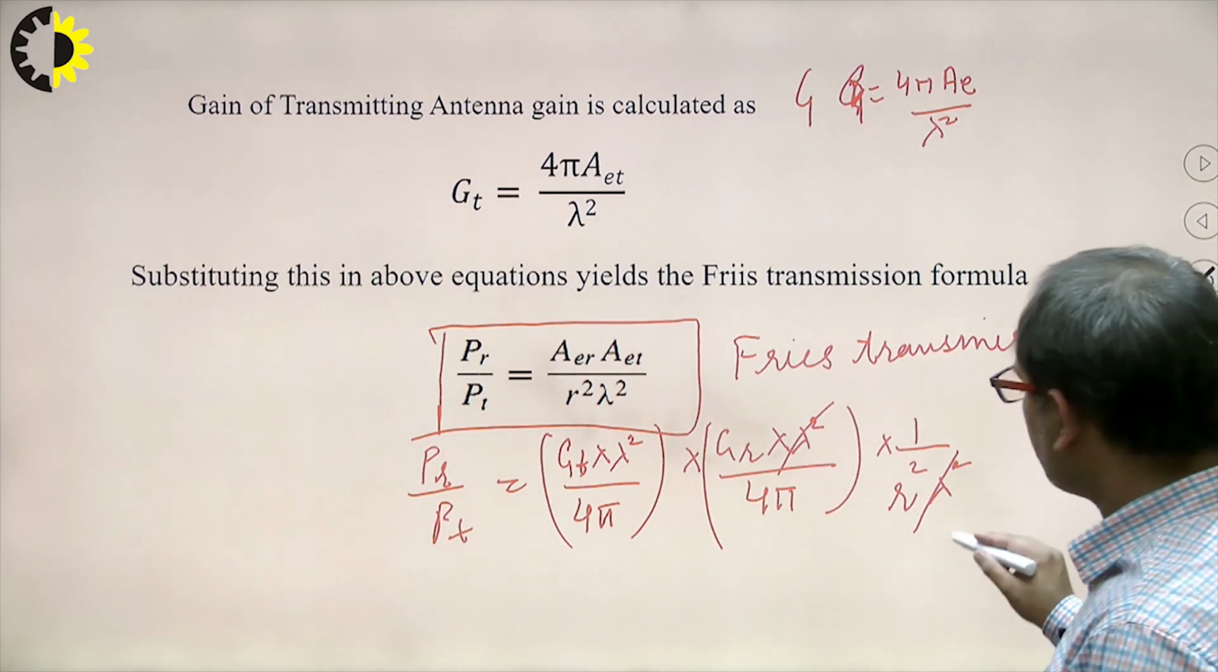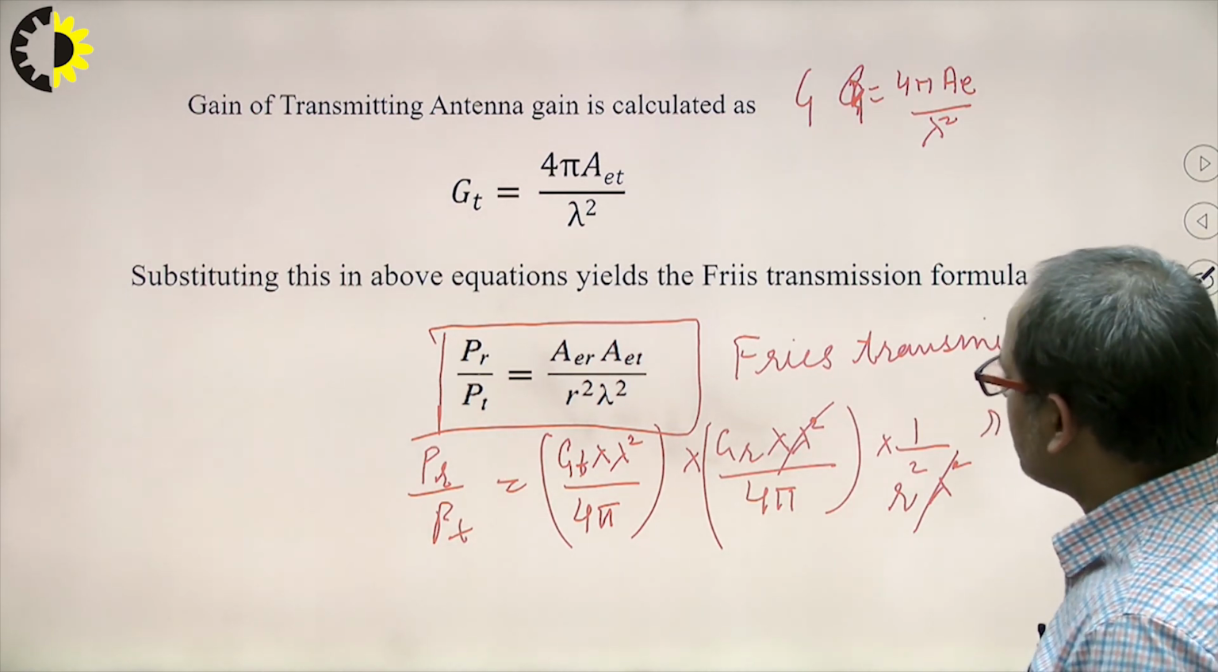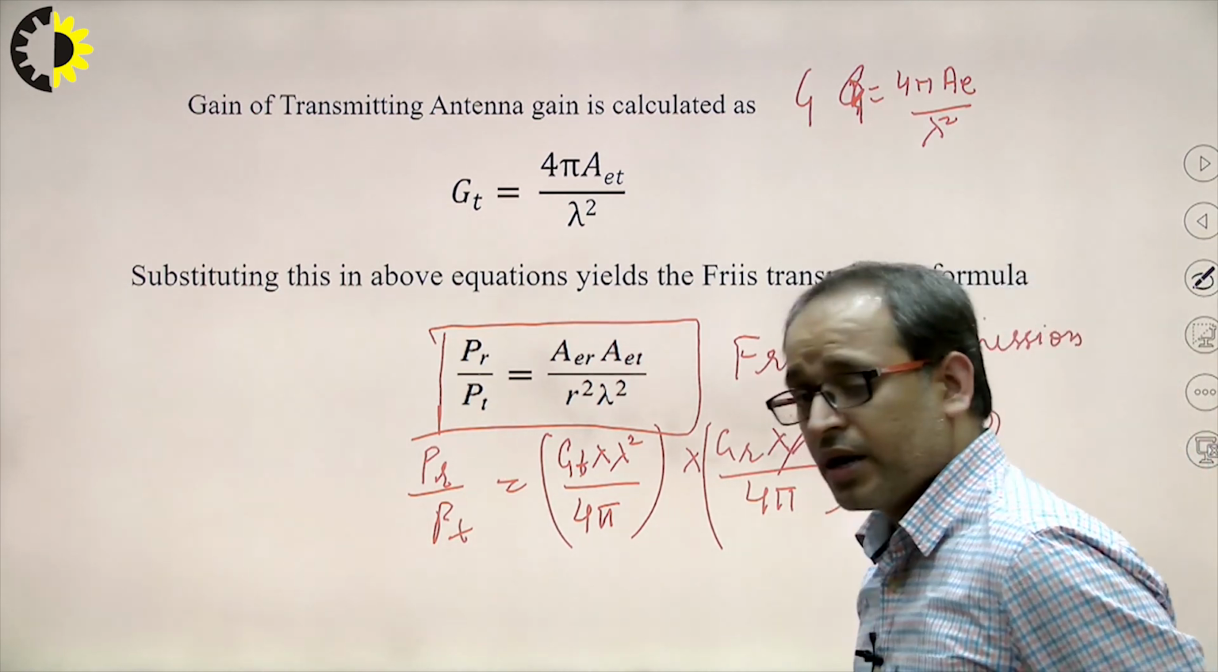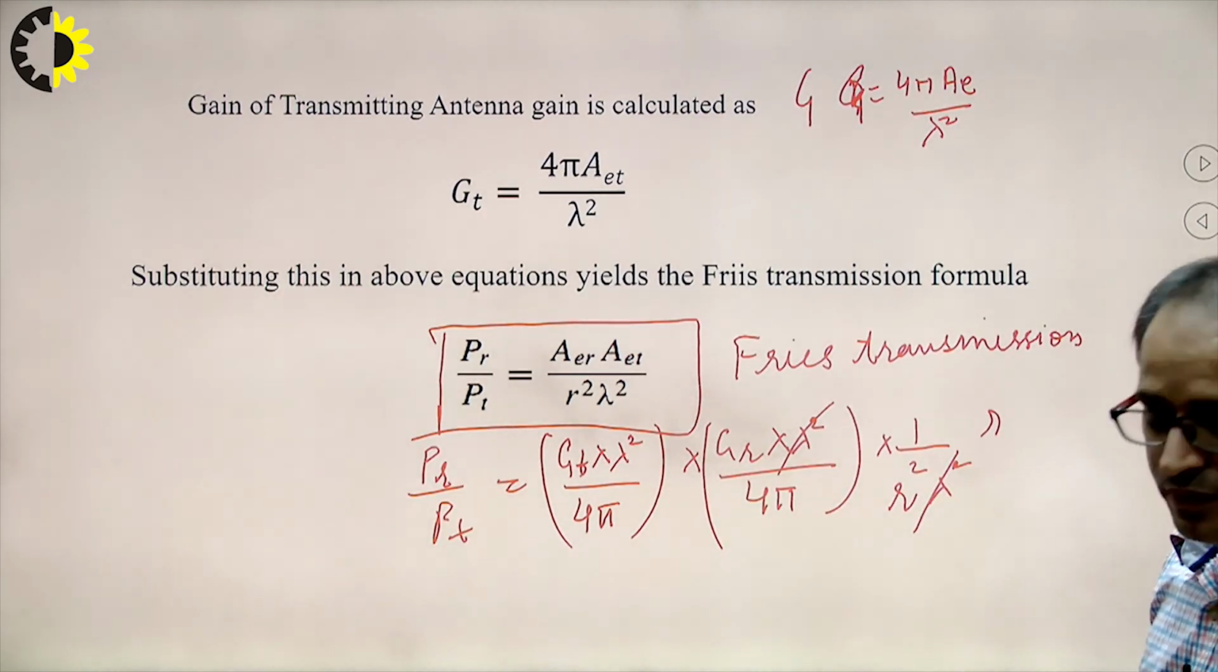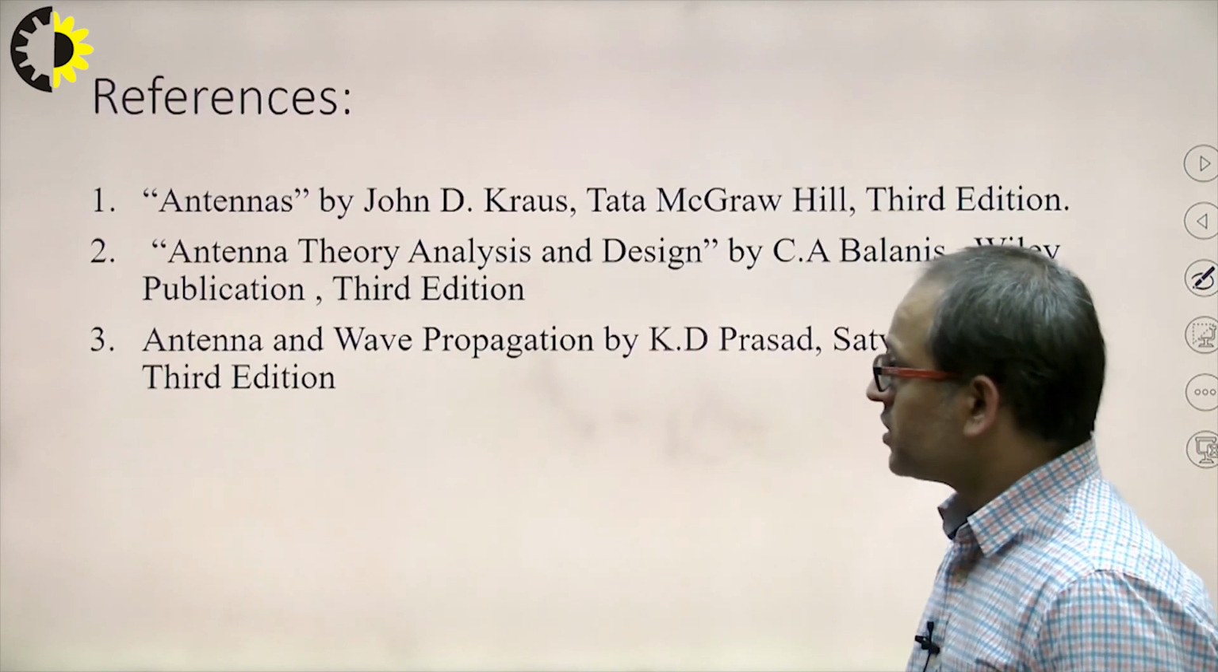So this one will also give the formula, and this formula is also known as the Friis transmission formula. Clear? So that's all for today's lecture.